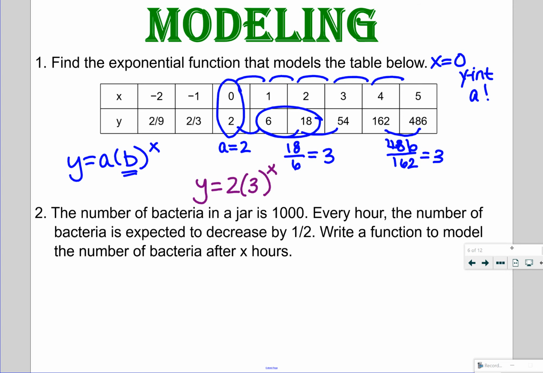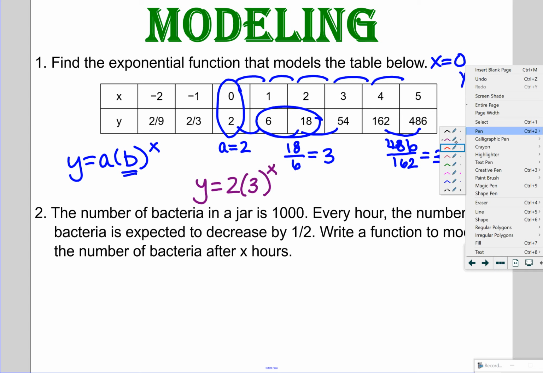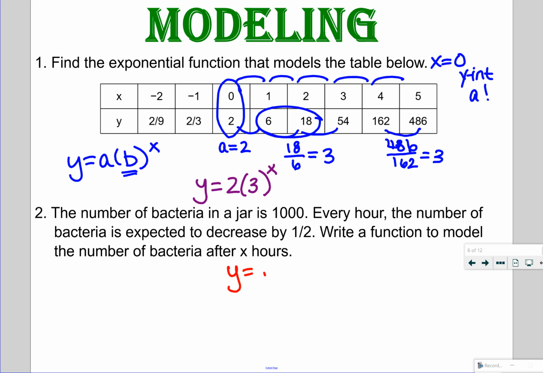So now let's see what this looks like in a word problem. In this problem, the number of bacteria in a jar is 1,000. Every hour, the number of bacteria is expected to decrease by half. Write a function to model the number of bacteria after x hours. So again, let's talk about that first formula. Get that written down there, y equals a times b to the x. And now we want to think about what these values represent. A represents a starting amount. In this case, we're talking about bacteria. How many bacteria did we start with? We started with 1,000.